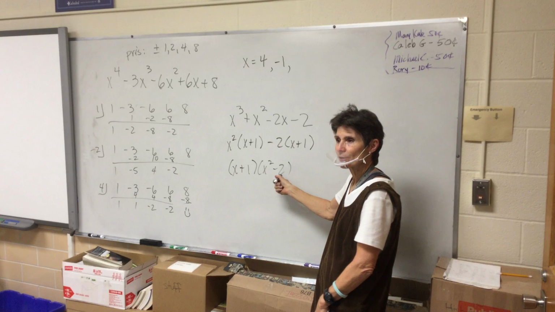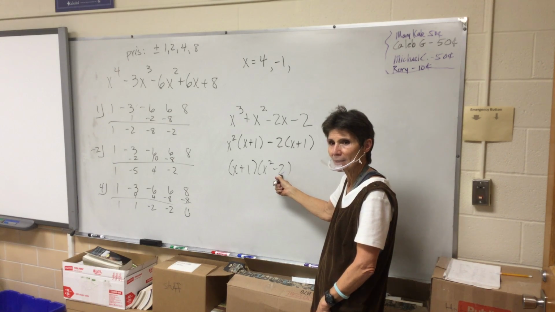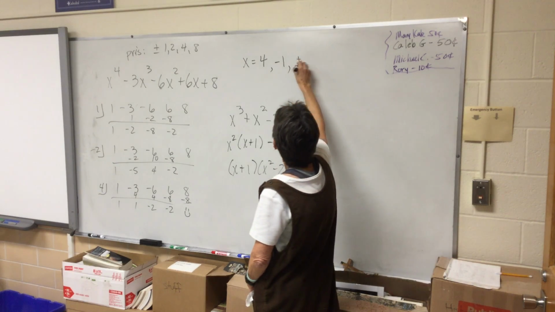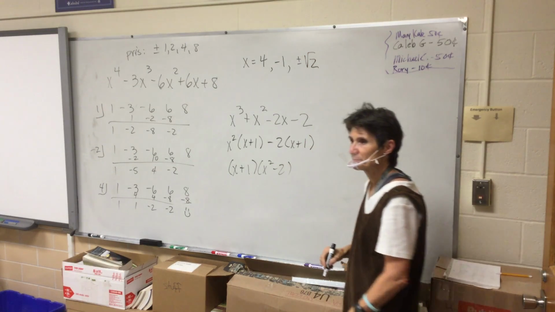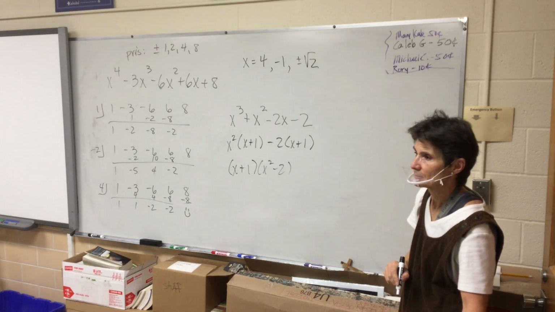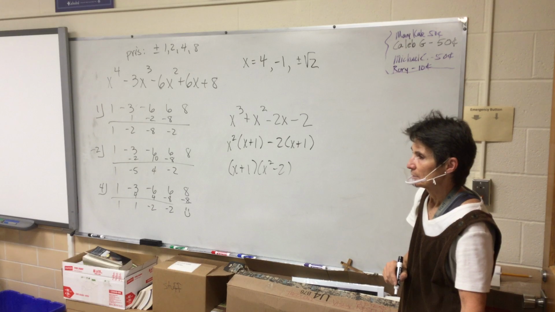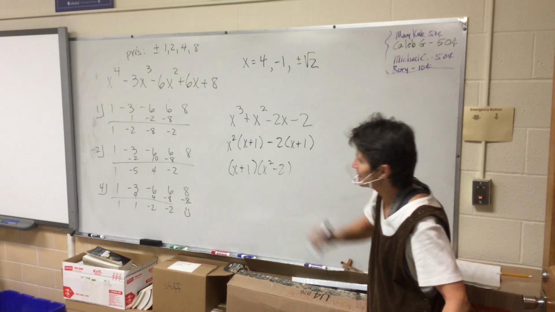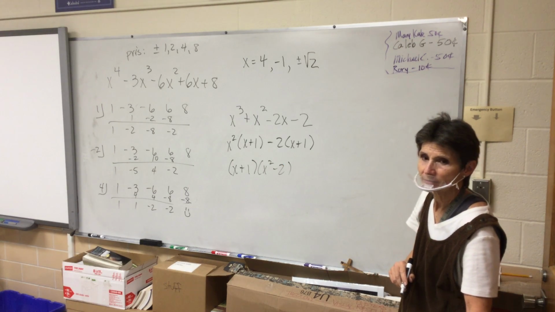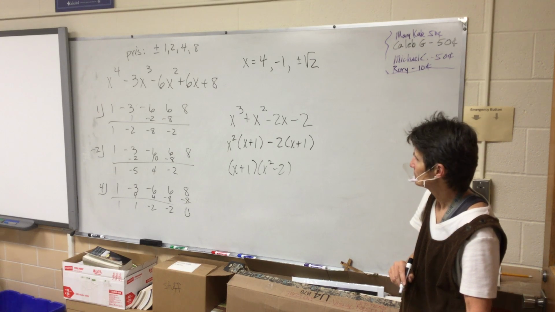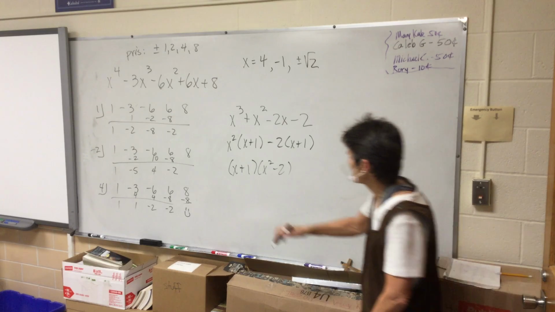And what are the two that are going to come out of this? Plus or minus square root of 2? So I tried 1, but I didn't try -1, and I should have. Because that turned out.